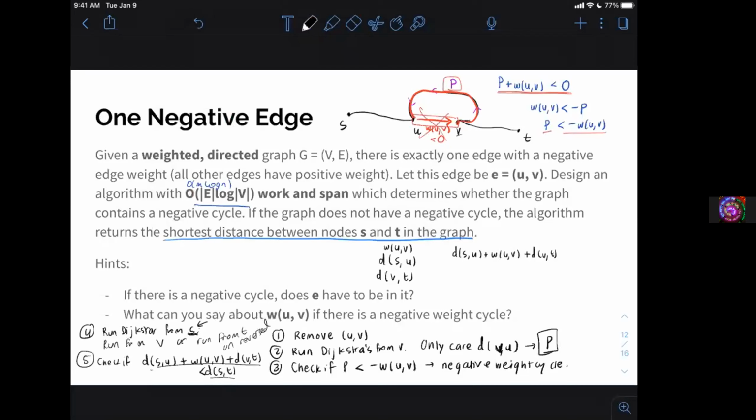So are we not allowing multi-edges? No. I think, no, you are. You can still have multi-edges.